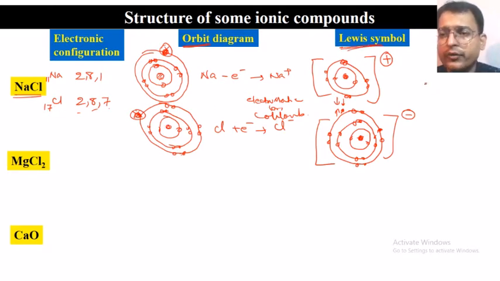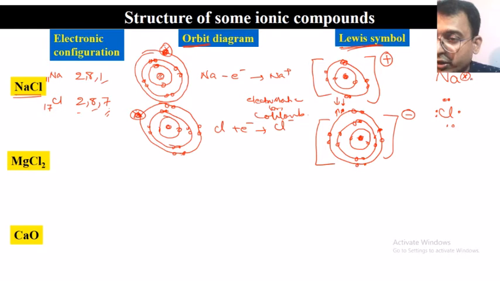What we are doing here is only showing the valency electrons. Here the valency electron is 1, here the valency electrons are 7. Let us show how it comes. For sodium we are showing the valency electron in this kind of way, and in the case of chlorine we are showing it with a shaded circle. So there are 7 valency electrons in chlorine and 1 valency electron in sodium.